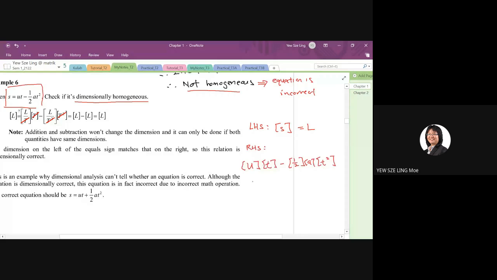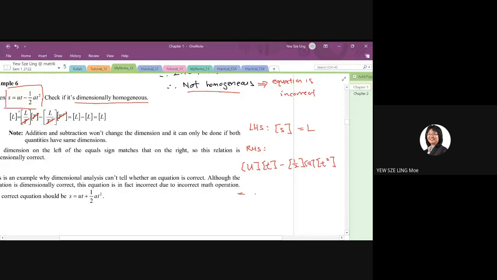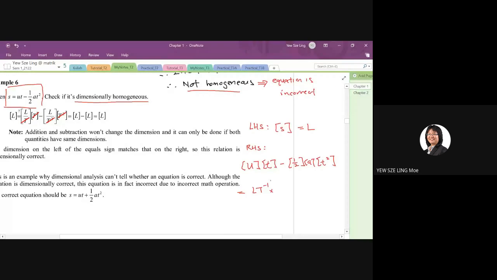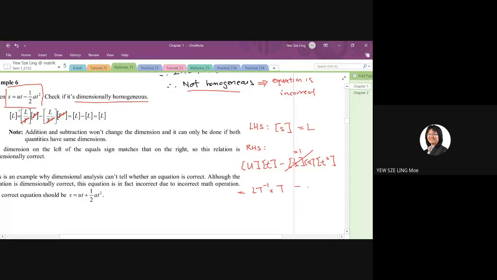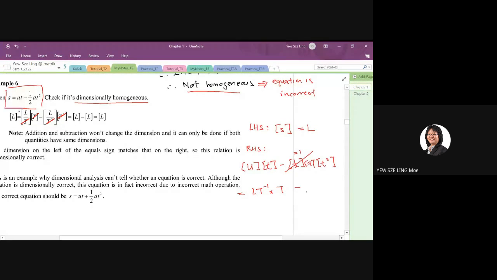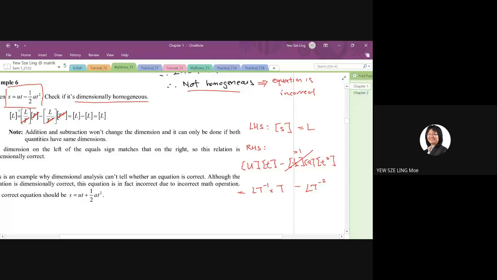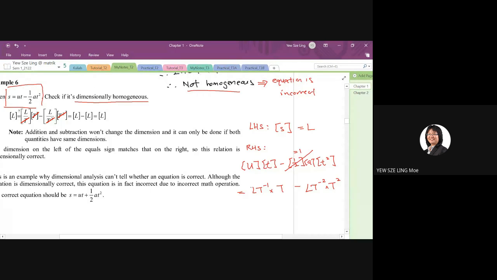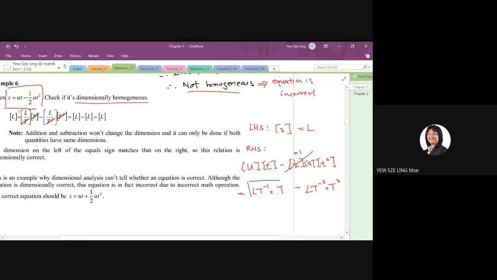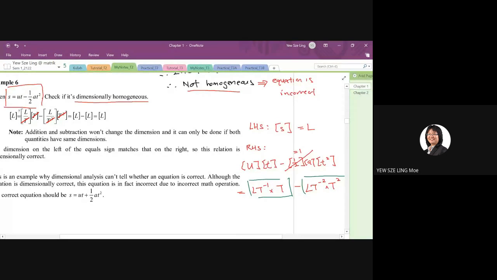So what are you going to do? You're going to simplify it. So for U, I have LT^-1 times T, minus, now 1 over 2 again I'm just going to cancel it out because it is equal to 1. So for A, I have LT^-2, now T squared is T^2. So when I simplify it, when it comes to multiplication, this one I can simplify, this one I can simplify, because they involve multiplication.